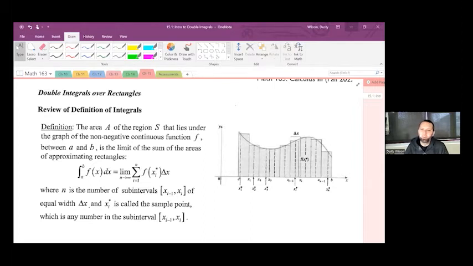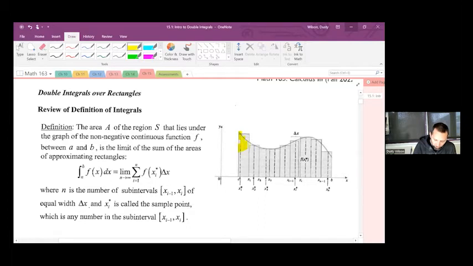So let's start with a review of the definition of integrals from earlier in calculus. So definition: an area A of the region S that lies under the graph of the non-negative continuous function f between a and b is the limit of the sum of the areas of the approximating rectangles. That is, the definite integral from a to b of f of x dx is equal to the limit as n goes to infinity of the sum from i equals 1 to n of f of x_i star delta x, where n is the number of subintervals, closed intervals from x_{i-1} to x_i of equal width delta x, and x_i star is called the sample point and is any number in the subinterval x_{i-1} to x_i. So this is an old concept to you, I hope.